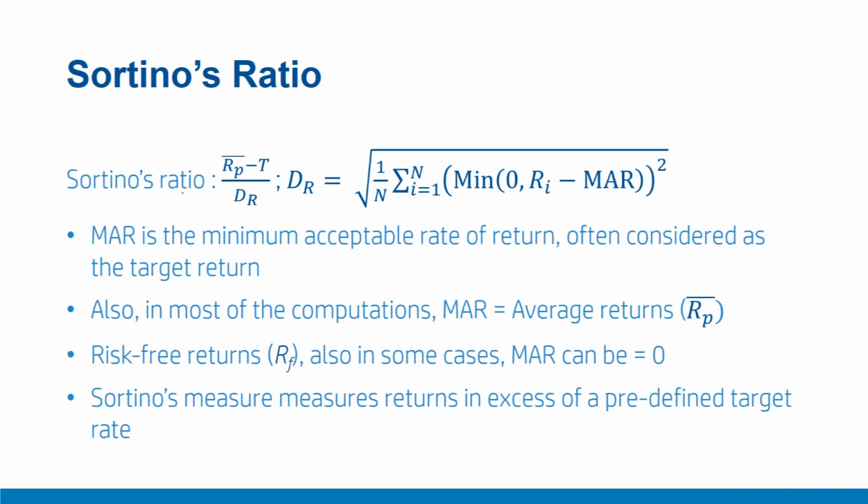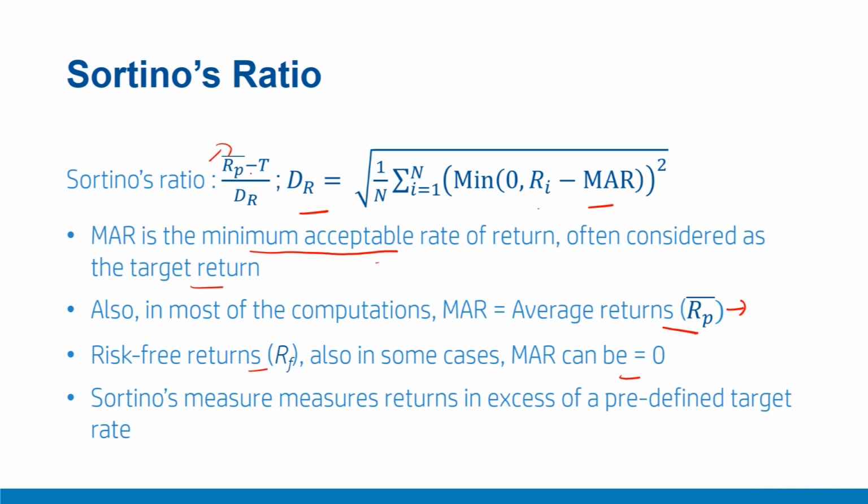In the formula of Sortino's ratio, this DR is the standard deviation, but it captures only the downside risk. For example, MAR employed in this is some kind of minimum acceptable rate of return, which is often considered some kind of target return with which we are comparing our returns. It may be a particular average of the security return, the historical average of the portfolio, or maybe the risk-free rate, or it can be 0 as well.